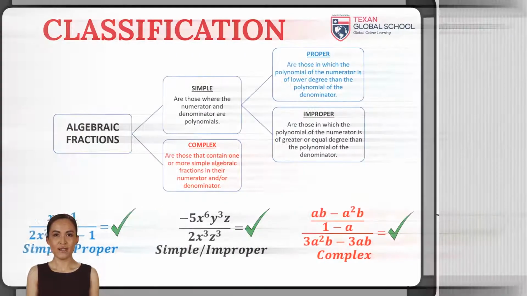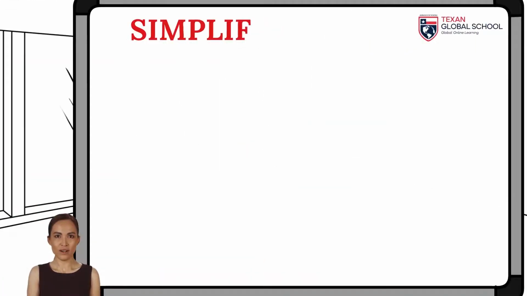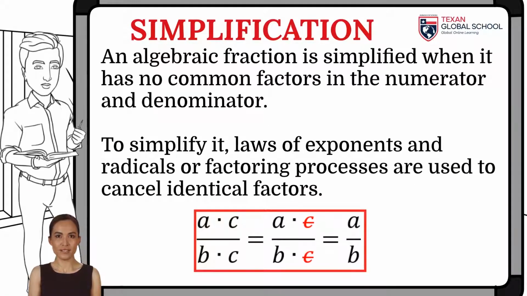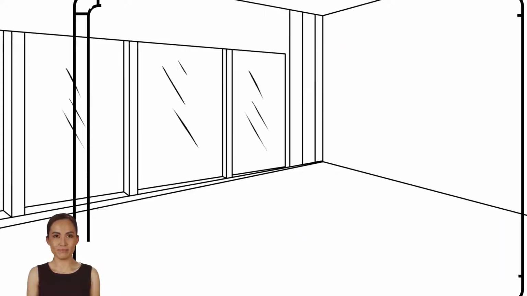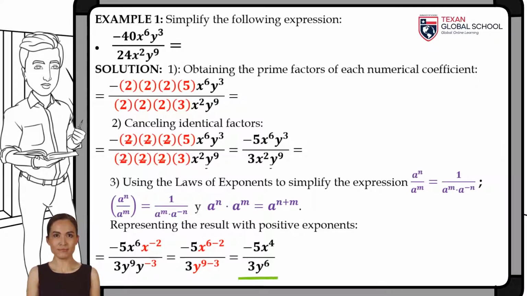Moreover, an algebraic fraction is simplified when it does not have common factors in the numerator and the denominator. To simplify these types of expressions, laws of exponents and radicals are used, or factoring processes to cancel identical factors, as shown on the board. Let's look at the first example. We will simplify the following rational expression.